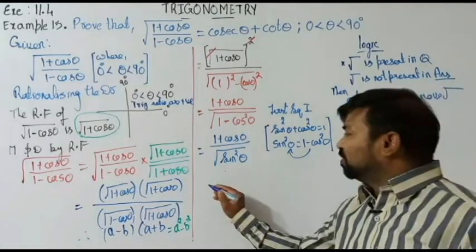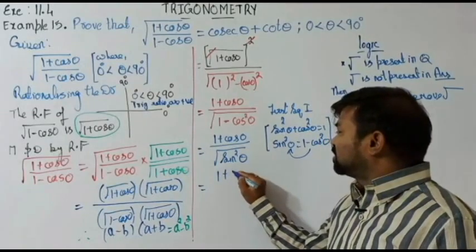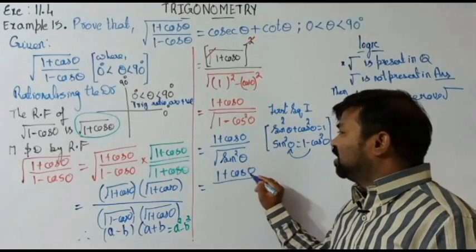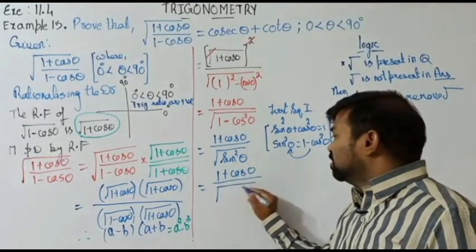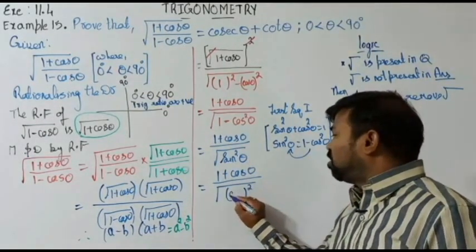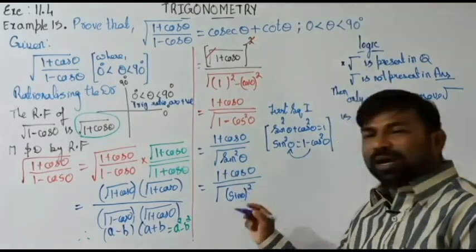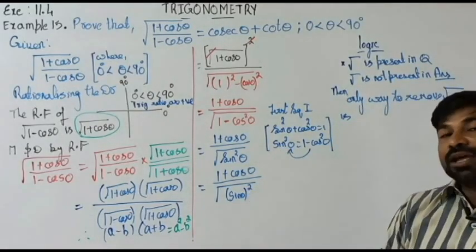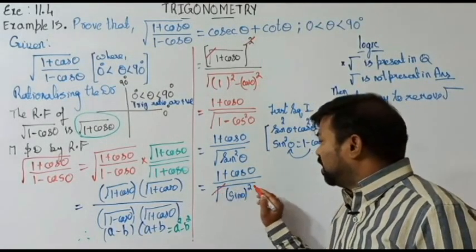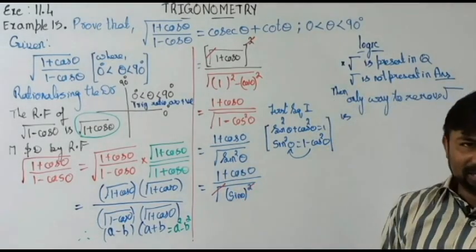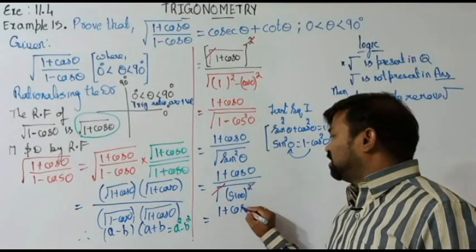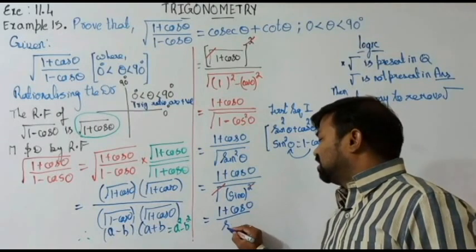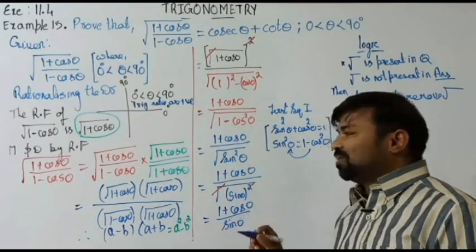Okay, now do one thing. 1 plus cos theta, as usual, we are having. Now this trigonometry, convert in terms of algebra here. That is the whole square of sine. I think you might have seen that. Whole square of the sine. Now if you check it out, the square and the square root get cancelled. Now what is left over? It's nothing but 1 plus cos theta by sine theta. Till here we have reached.